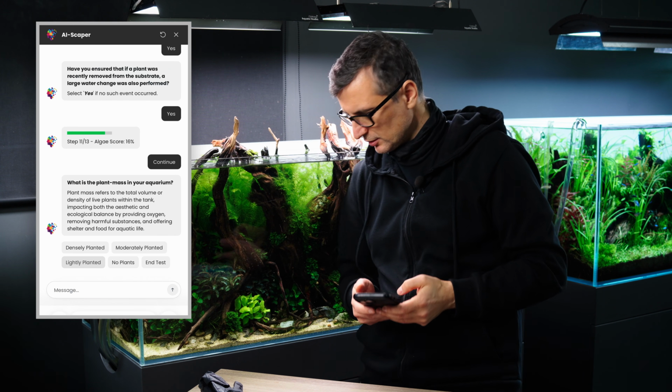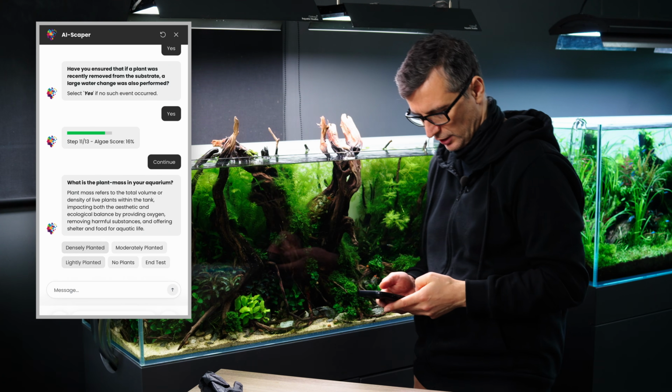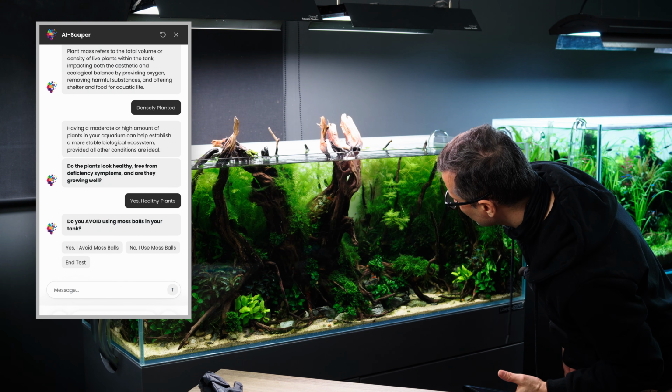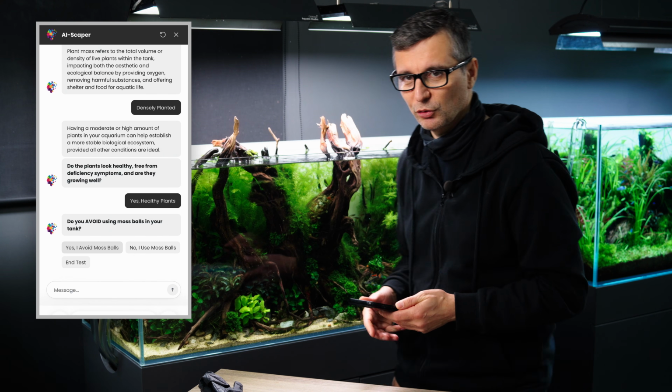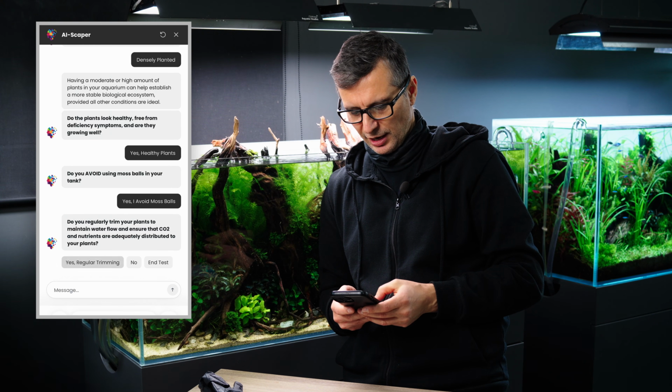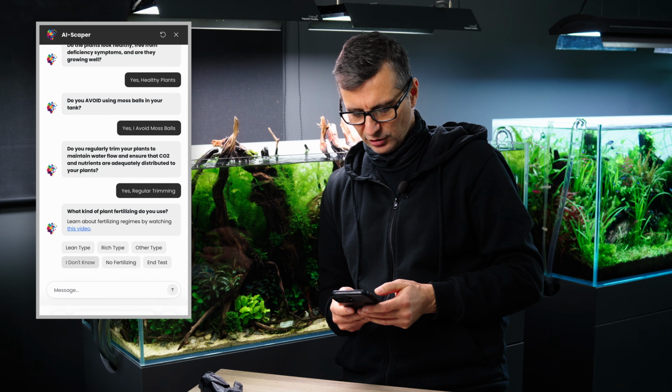What is the plant mass? Guys, very dense. Healthy plants. I don't see plant health issues, guys. Did I avoid mothballs? Of course I did. I hate those guys. Do you regularly trim the plants? Yes, not me, but Pommy is kind enough to help me.